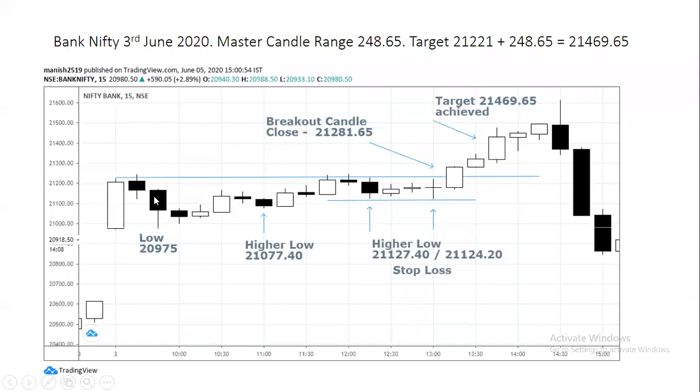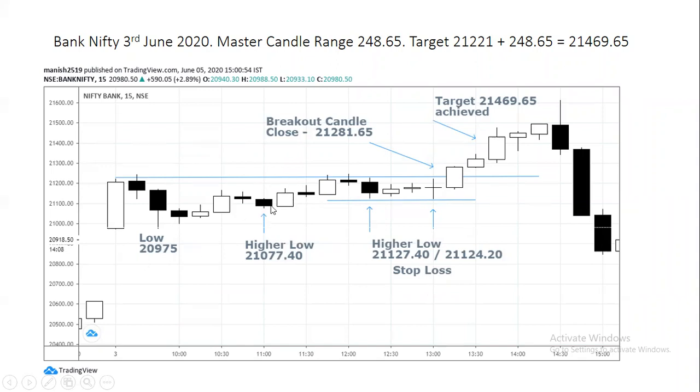After that, you can see price came down. Look at the low of this candle, 20,975. From here, you can see price went up and fell in two candles. Look at the low of this candle, 21,077. Now, guys, this low will be termed as a higher low. See, this value is more than the previous low.